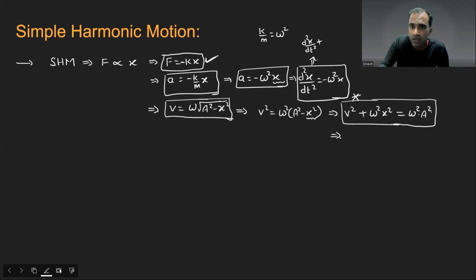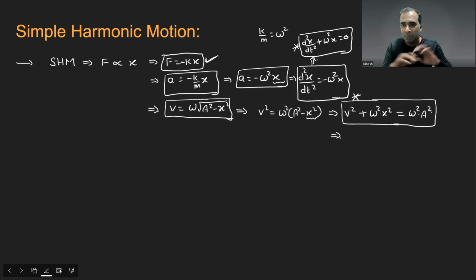d square x by dt square plus omega square into x is equal to 0. Same thing, I'm just writing it by putting minus omega square x onto the other side. If you write it in this form, we call it a differential equation. Simple harmonic motion expressed in the form of a differential equation looks like this. Have we written anything completely different from what we have discussed? We have written very simple things by rearranging this way, that way.